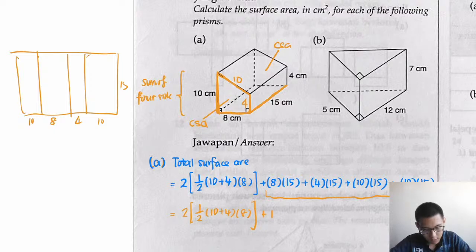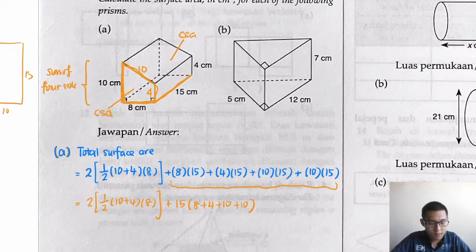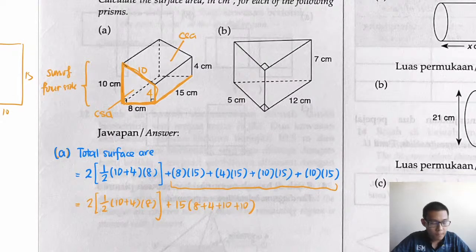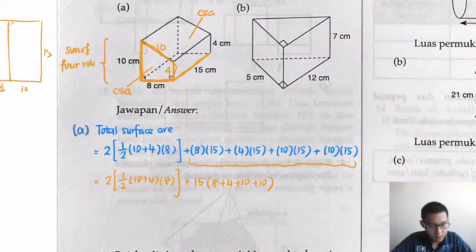That means we use 15 times 8 plus 4 plus 10 plus 10, the sum of these four. So that means we can do it more easily if we use a prism. So in this prism we can try to answer this one. Okay, so finally we can try to calculate it.